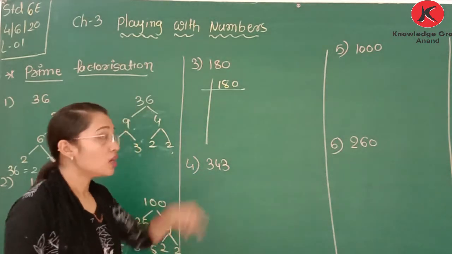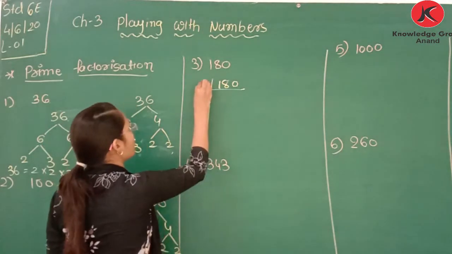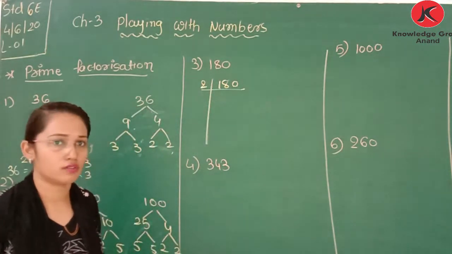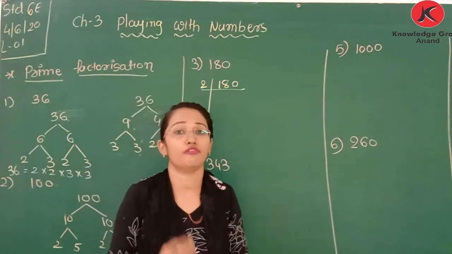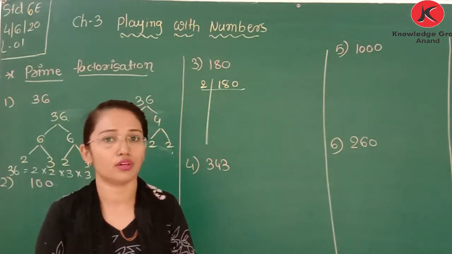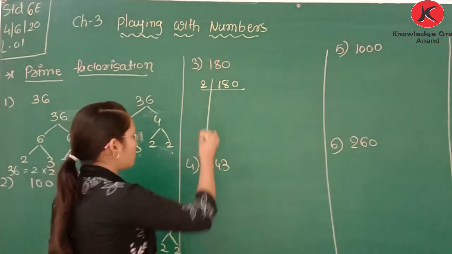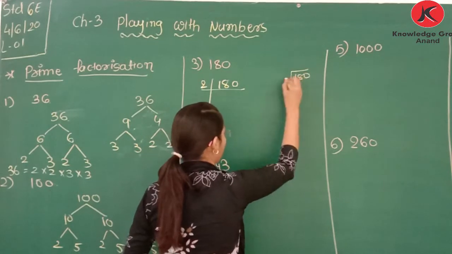That is 2. 180 is divisible by 2. So yes, it is divisible by 2, so you can start with 2. Always start with the smallest prime number. If it does not divide, then take 3. If it is not divisible by 3, then take 5. If not by 5, then take 7. If not by 7, then 11. Likewise you can increase the prime numbers.